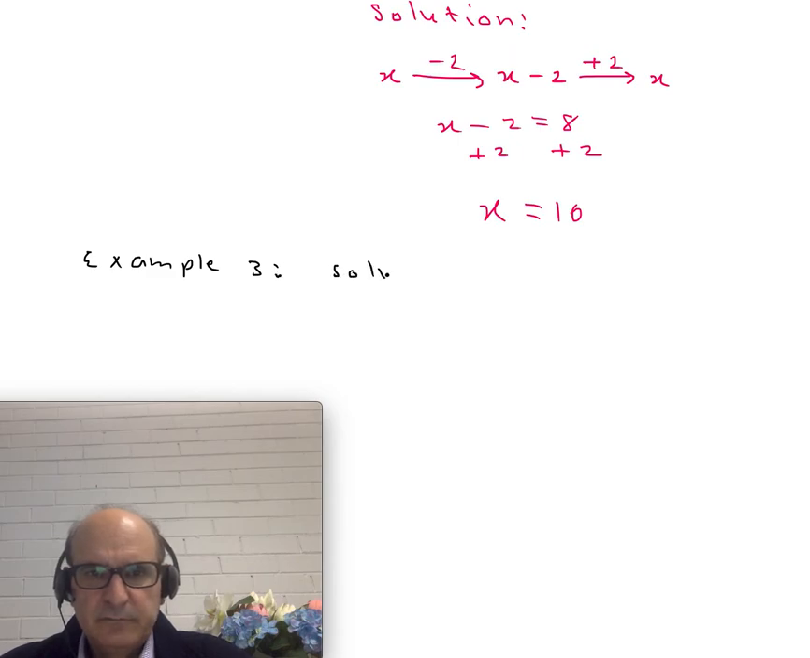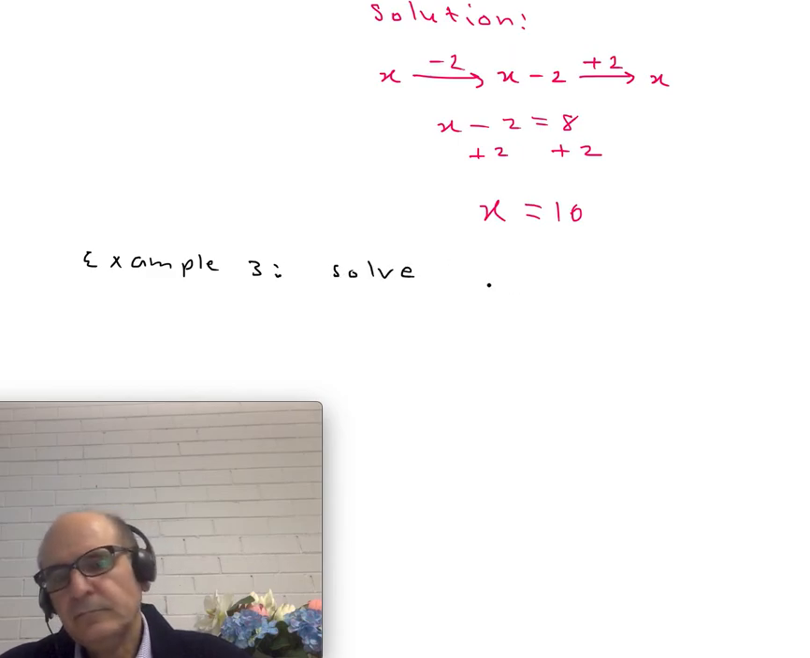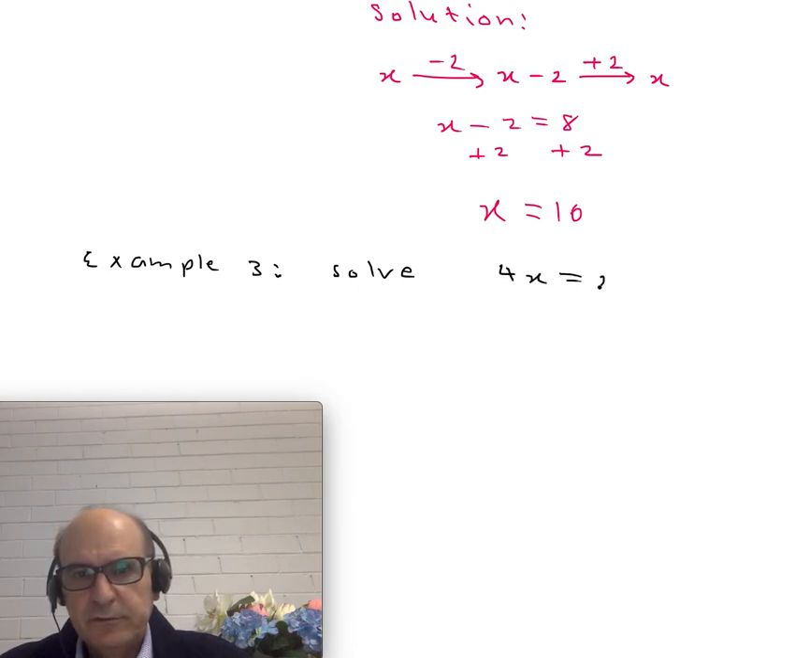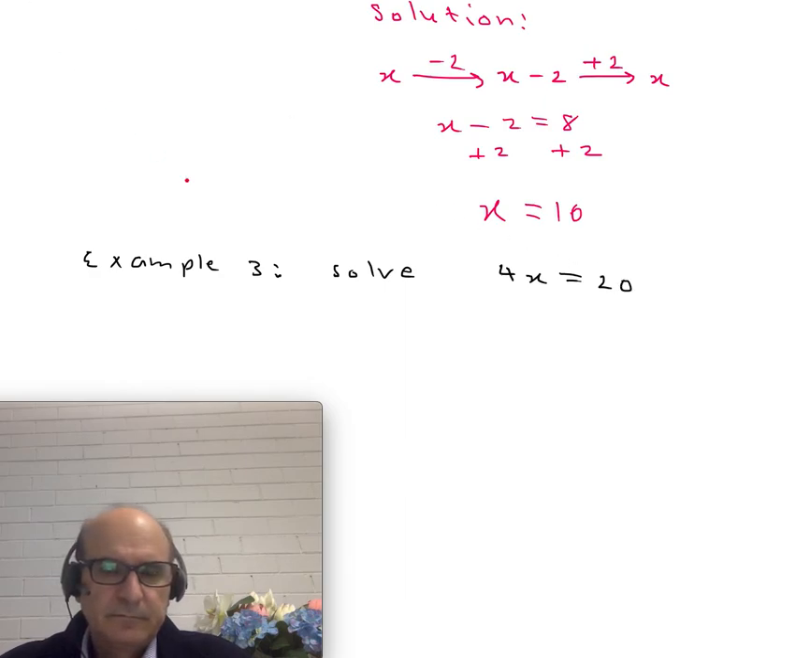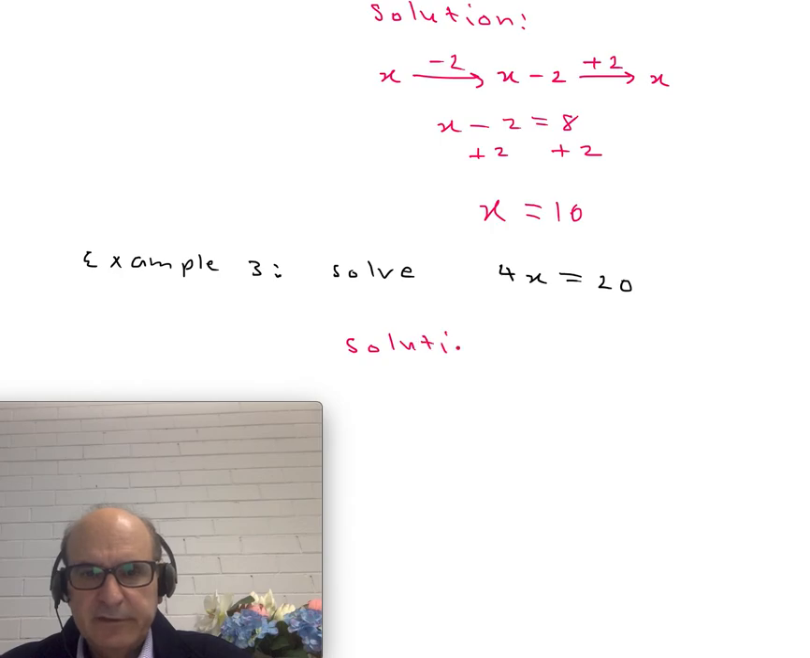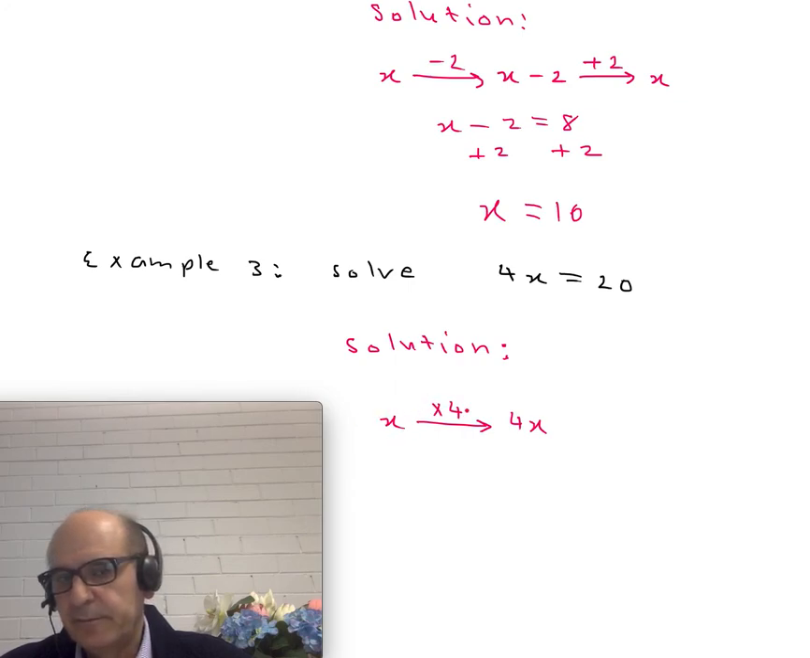Solve 4x equal to 20. So what we're doing, again, we look at the left-hand side. Start with x and see what operation you need to do to go to the left-hand side, which is 4x. So 4x means 4 times x. That means x has been multiplied by 4. That's the operation that has been done on that.